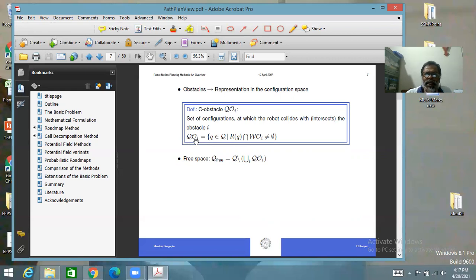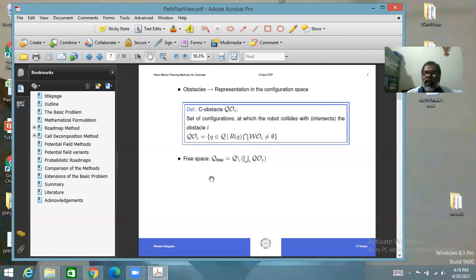So the mathematical definition would be this. QOI is the set of all those configurations for which the region occupied by the robot in the configuration and the obstacle space of obstacle I have a non-null intersection. Okay, so that means when their intersection is not null, there is some non-trivial intersection, then you say that this point is in the QOI, and the set of all such configurations is the QOI. And when you take the union of all such QOI, that is all such C obstacles, then in the C space you have mapped all the obstacles. And from the C space, the entire space Q, as you subtract, this is a set theoretic difference, as you subtract that, then what remains is called Q free.